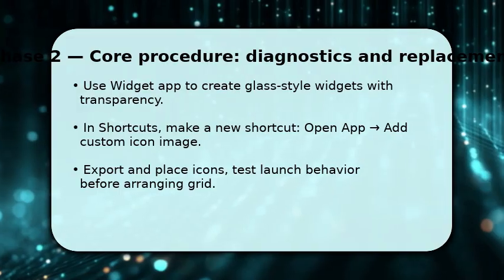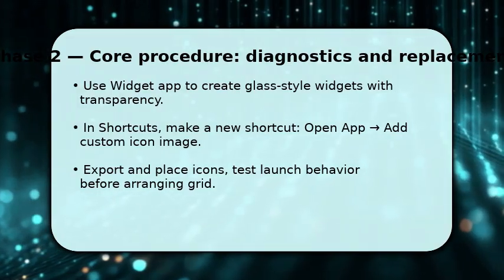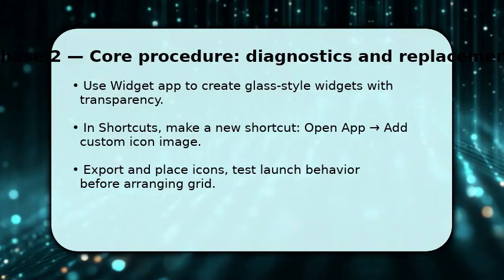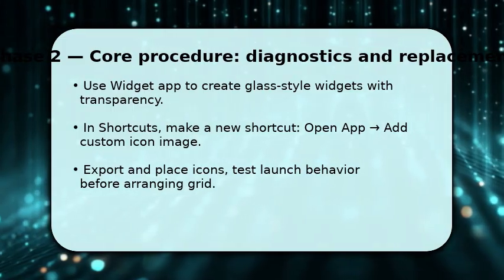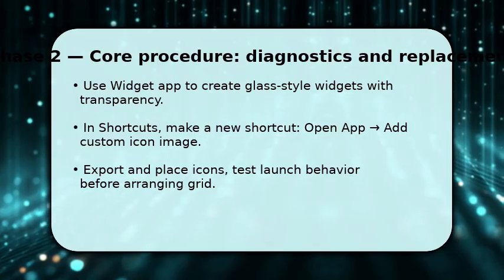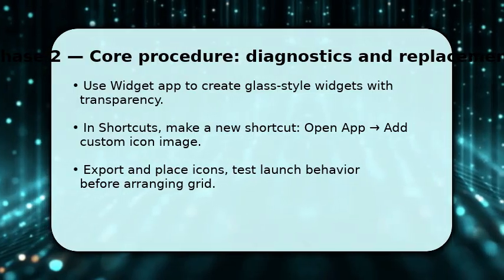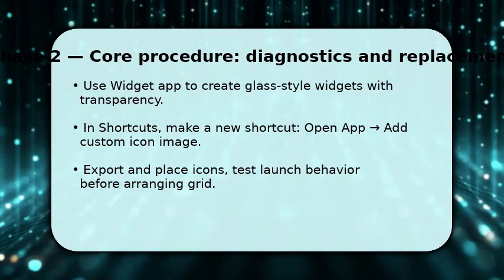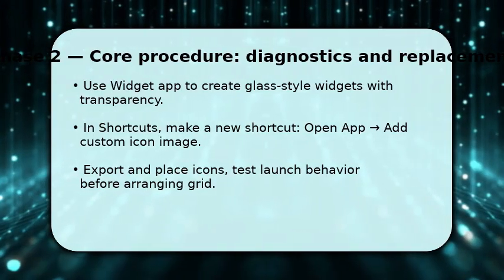Next, in Shortcuts, make a shortcut for each app. Action Open App, then tap the 3 dots, add to home screen, choose your exported glass icon. Once created, test launching each shortcut to confirm it opens the intended app without visual mismatch.